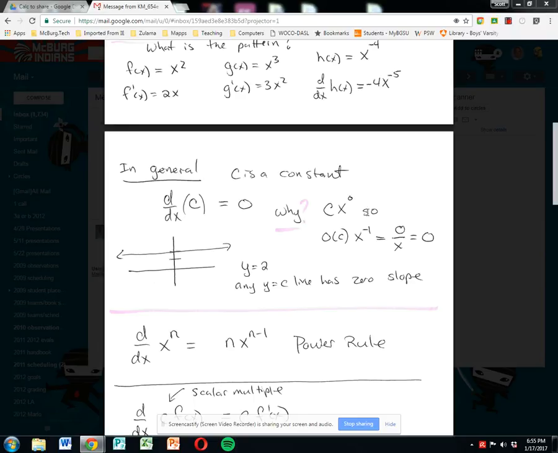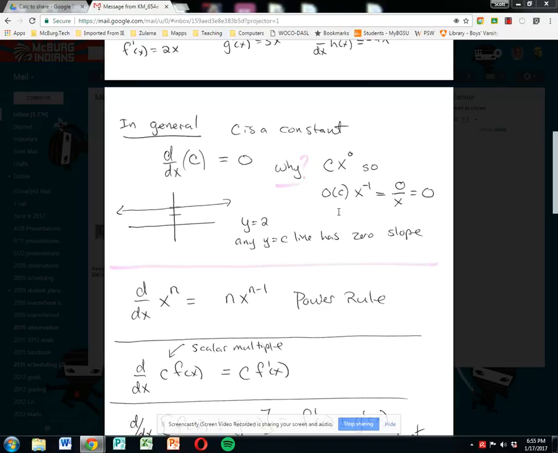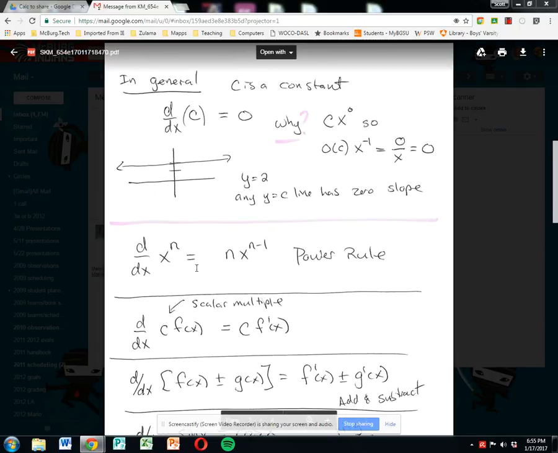If you want to look at it analytically, we could write c x to the 0. Remember that x to the 0 power is 1, so this is basically just like saying c times 1. All right, so if I do the power rule, 0 times c x to the -1 equals 0 over x equals 0. Same thing.